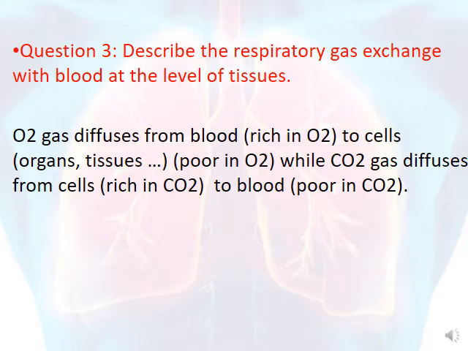Question 3 says that you have to describe the respiratory gas exchange with blood at the level of the tissues. You have to know that oxygen gas diffuses from blood, which is rich in O2, to the cells or tissues or organs that are poor in O2, whereas carbon dioxide gas diffuses from the cells that are rich in CO2 to the blood that is poor in CO2.